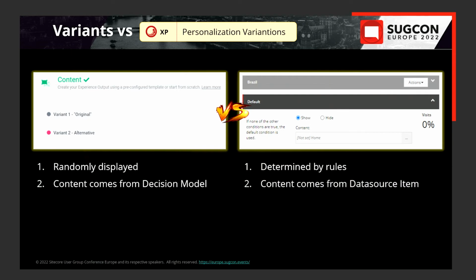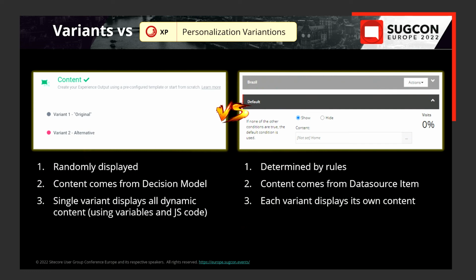Like I mentioned, in Personalize, the content comes from the decision model. So whatever the decision model runs and reaches your variant, the content will come back as an input to your variant. While, as you know, in the XP world, the content comes from data source items.